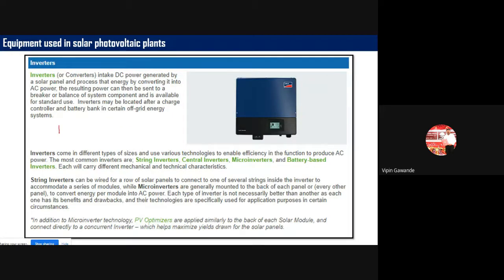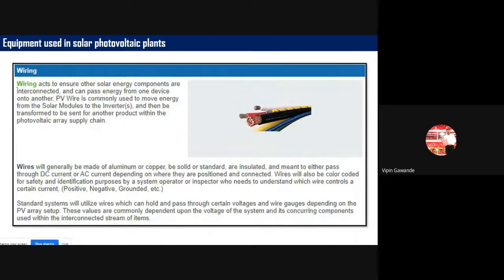Inverters: the solar panel generates DC current. So if a DC load is there, we can directly use the current from the batteries. But if the load is AC, then we have to supply the DC current to the inverter. The inverter converts the DC power generated by the solar panel and processes that energy by converting it into AC power. So the main function of the inverter is to convert DC current into AC current. Then we require some type of wiring. The wiring acts to ensure other solar energy components are interconnected and can pass energy from one device to another. Okay, so for this purpose, these wirings are very important.